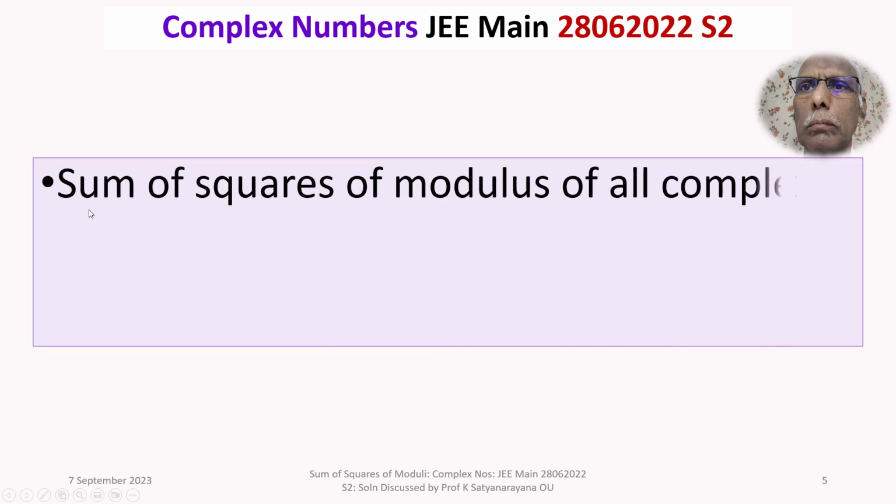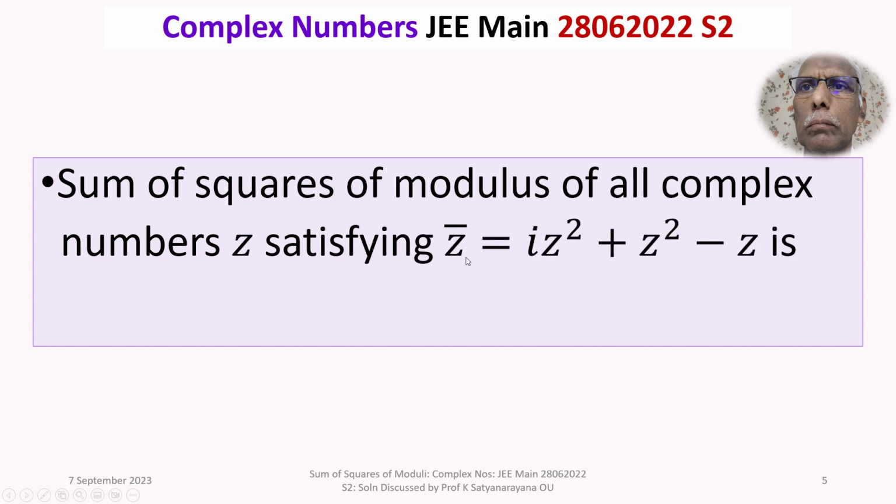The given question is: the sum of the squares of modulus of all complex numbers z satisfying z bar = iz² + z² − z is equal to. So we have to take this equation and find the solutions of this complex equation. And after getting the solutions, take the squares of the moduli of these solutions and sum it up. Then that will give you the answer.